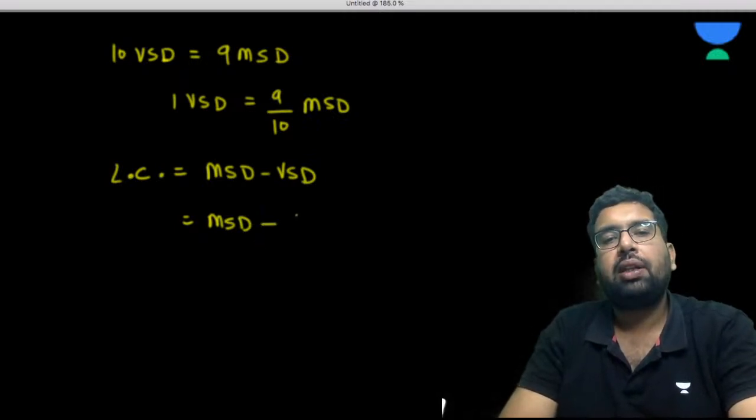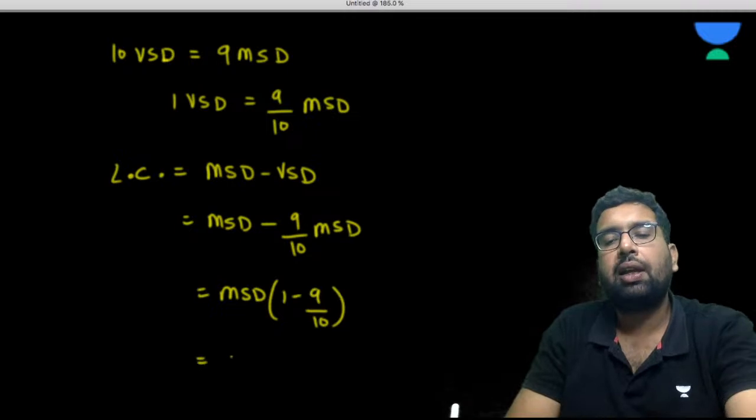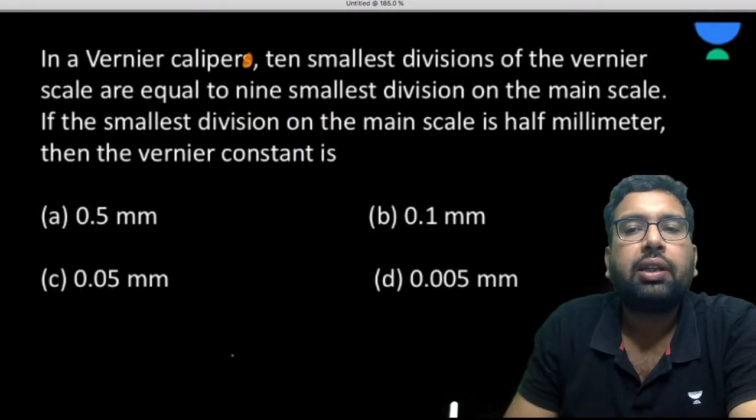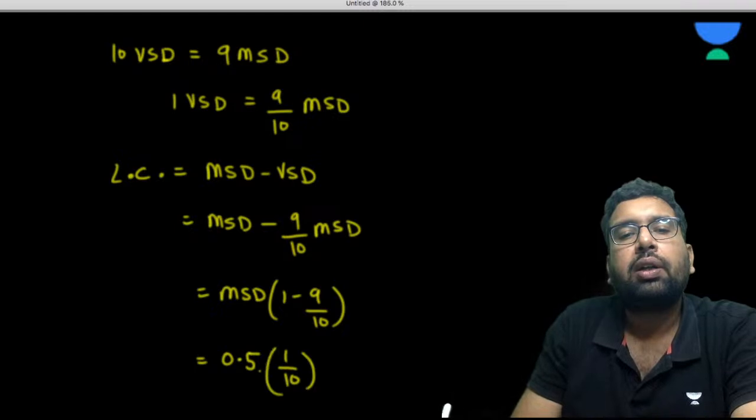MSD minus VSD is 9 by 10 of MSD. Okay, so can I write it like this? So MSD 1 minus 9 by 10. Okay, so what is going to be the MSD here? So here it says it is half a millimeter. So it is 0.5 and this is going to be 1 by 10 obviously. So it is going to be 0.05 mm.